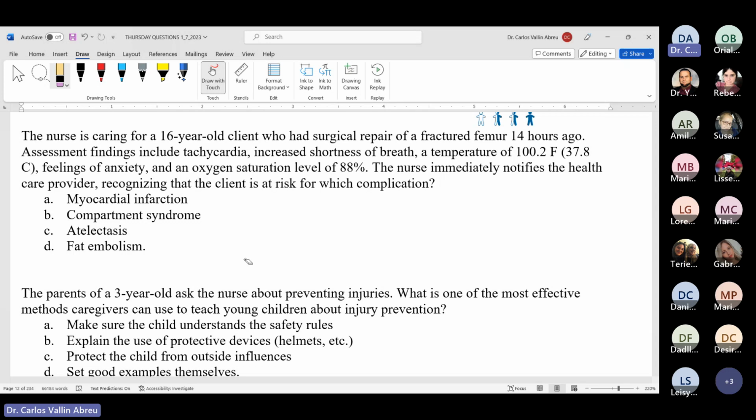The nurse immediately notified the healthcare provider, recognizing the client is at risk of which complication? Of course, fat embolism. Fat embolism. Okay, good. A classical one that you can answer straightforward.